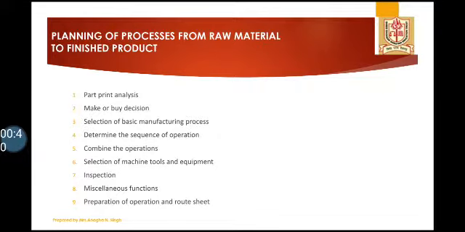Point number 1, part print analysis. 2, make or buy decision. 3, selection of basic manufacturing process. 4, determine the sequence of operation. 5th, combine the operations. 6, selection of machine tools and equipments. 7, inspection. 8, miscellaneous functions. 9, preparation of operation and route sheet.